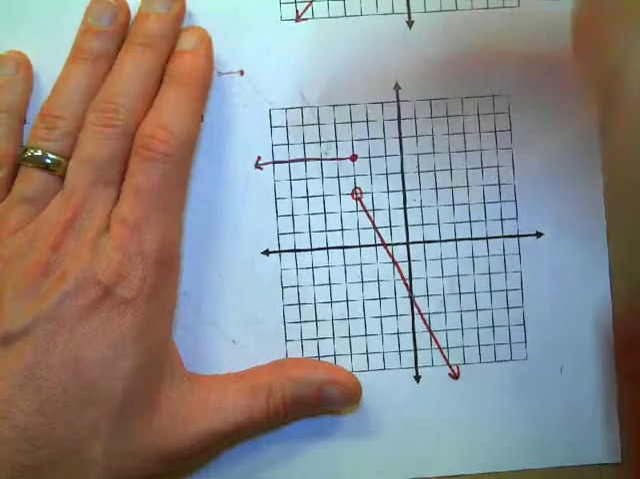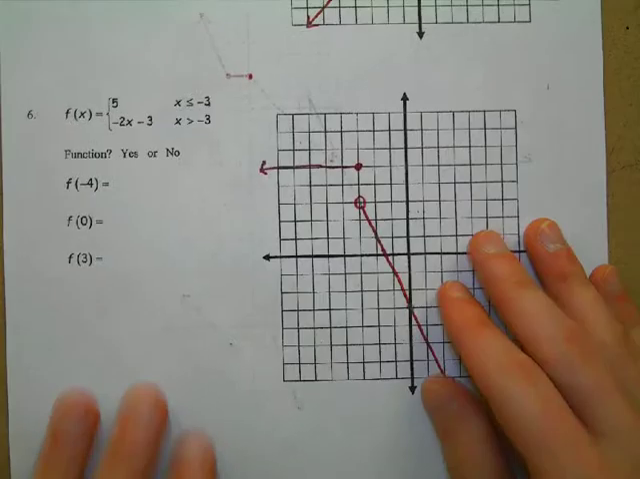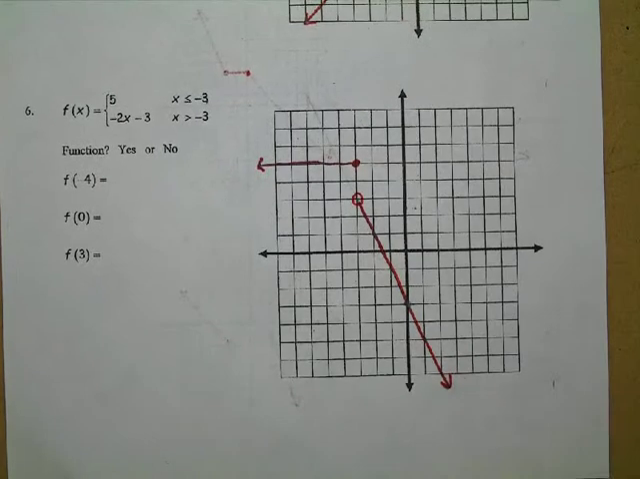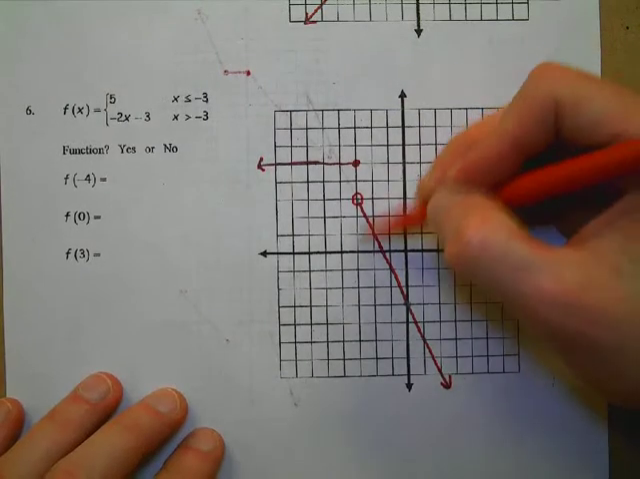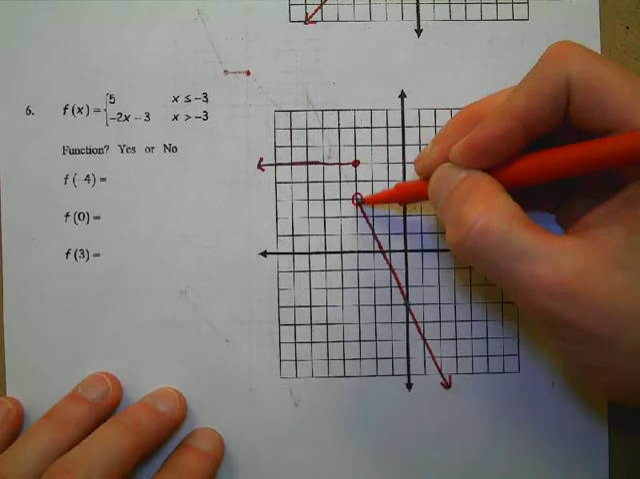Okay, and there's what you should have gotten. Is it a function? Does it pass the vertical line test? It does. Any vertical line you draw, including right here, would hit at this point, but go through the open circle. So yes, it is a function.